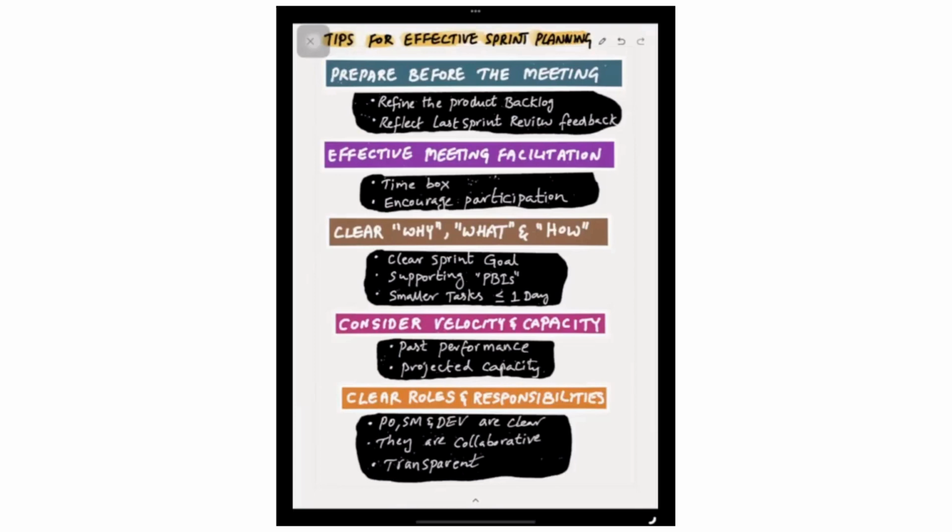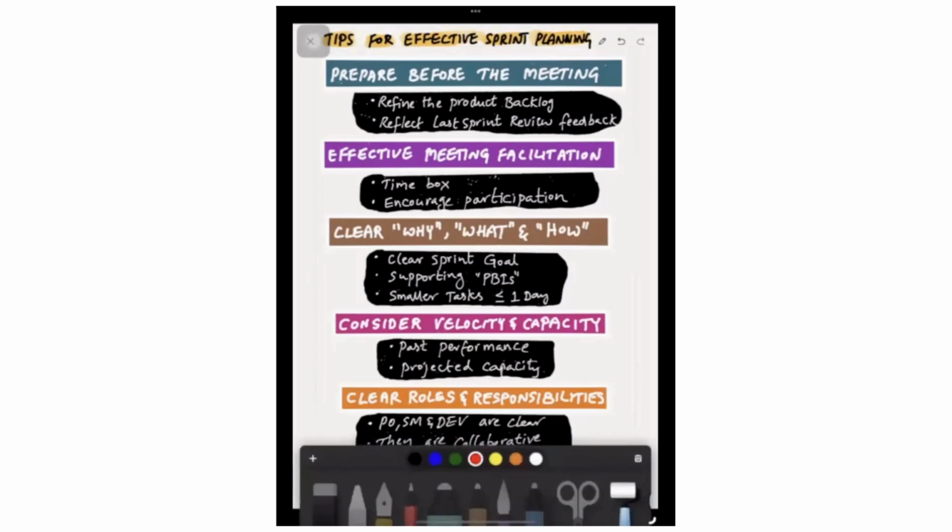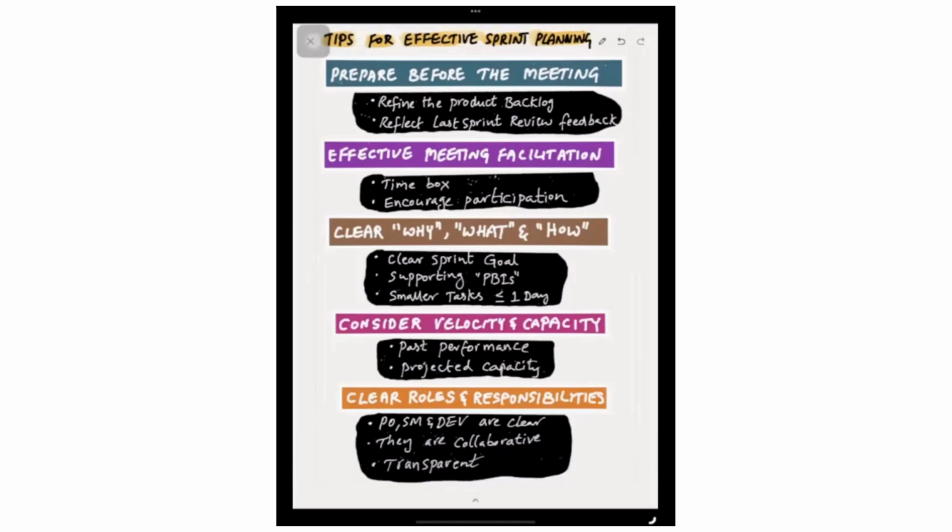And ensure that they are collaborative. Instead of competitive or competing, they are highly collaborative and transparent with information, assumptions, and these things. And if you are working in a live virtual environment, using corresponding visual tools will really help to make the sprint planning more effective.